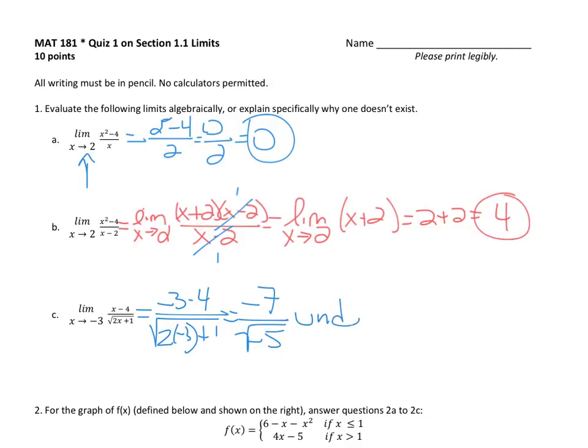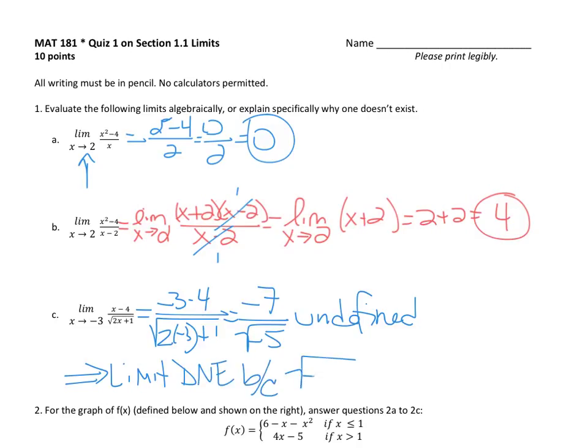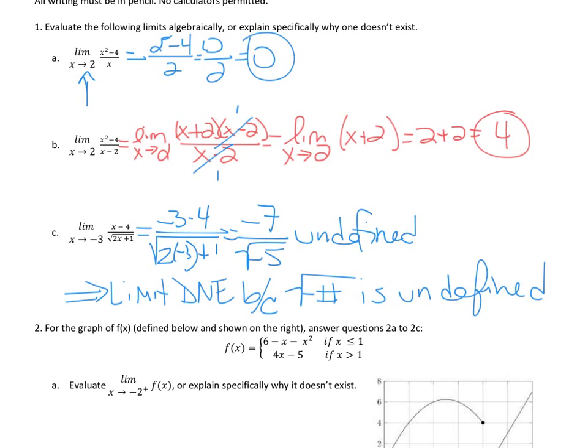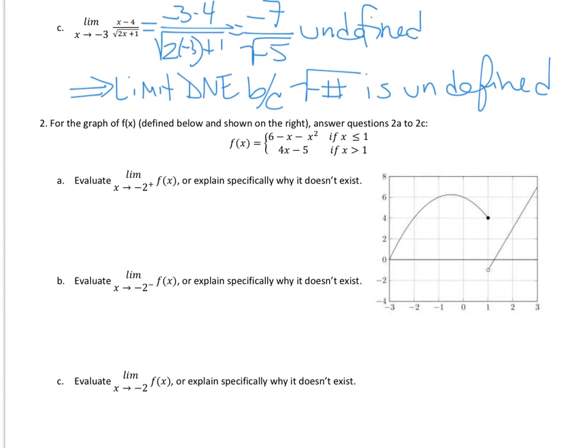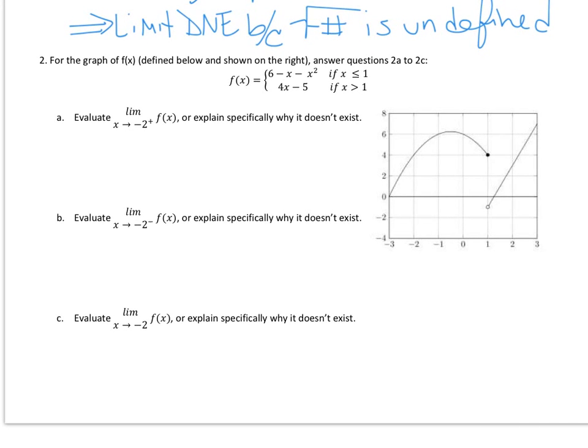And that is undefined. So therefore, our answer is the limit does not exist, and you have to say why, because the square root of a negative number is undefined. So you have to take that last step and actually say why the limit doesn't exist. Even if you have substituted in and got undefined here, you need to talk about it with respect to the limit and say the limit does not exist because of that square root being undefined with a negative number inside.